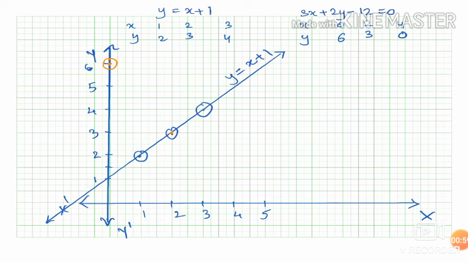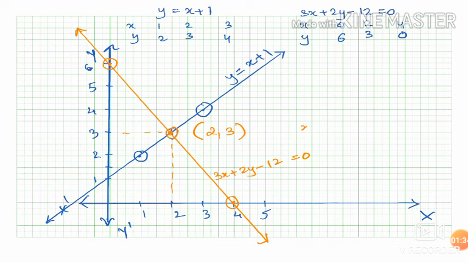0, 6 will lie on the y-axis, 2, 3 is the second point, and 4, 0 will lie on the x-axis. Passing a line through these 3 points, we get the point of intersection. You can read the point of intersection from the graph. It is 2, 3. So the x value is 2 and y value is 3.